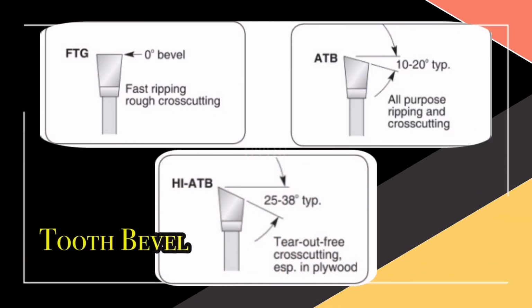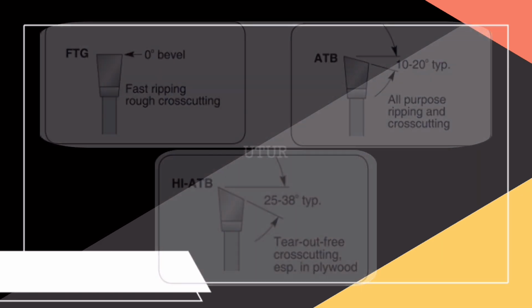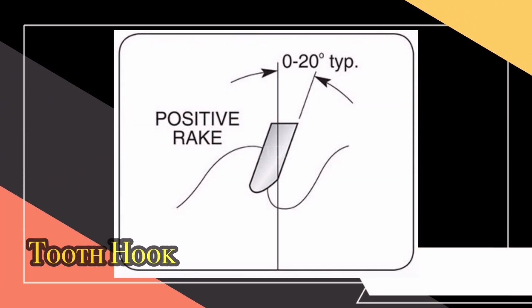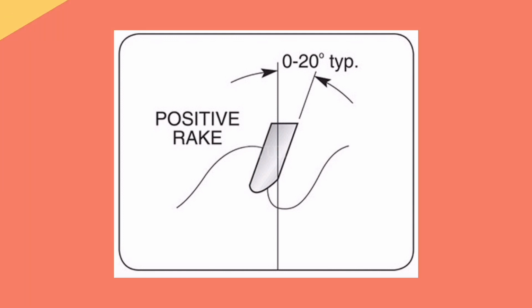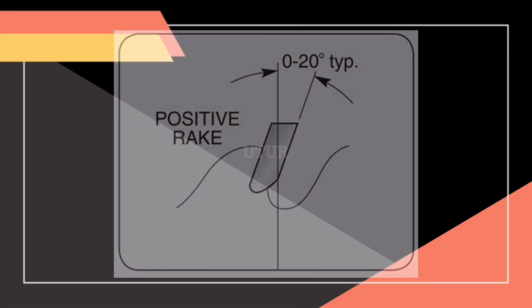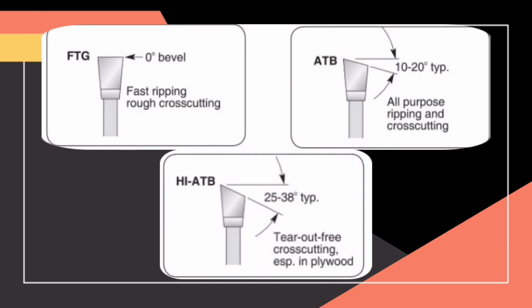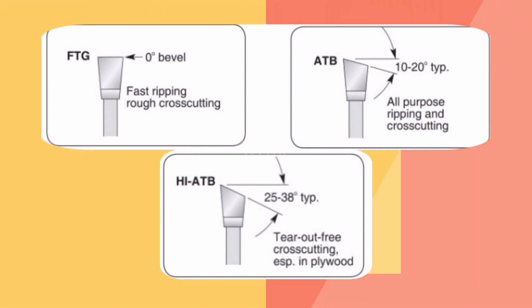Tooth hook, also called the rake, refers to the angle of the tooth face in relation to the center of your saw blade. A tooth with a positive hook cuts more aggressively. The rake or tooth hook for ripping blades is usually 20 degrees, whilst that of a typical all-purpose blade is between 15 to 20 degrees. The smaller the hook angle, the more pressure is required to feed your workpiece.